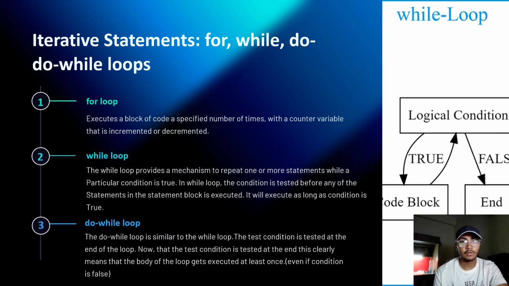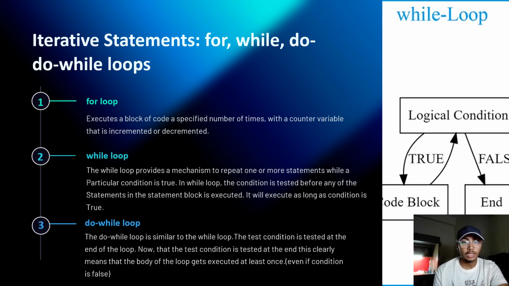Iterative statements: for, while, do while loops. The for loop executes a block of code a specified number of times with a counter variable that is incremented or decremented. While loop. The while loop provides a mechanism to repeat one or more statements while a particular condition is true. In the while loop, the condition is tested before any of the statements in the statement block is executed. It will execute as long as the condition is true.